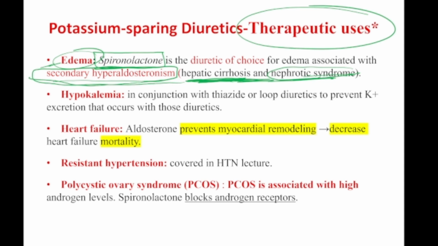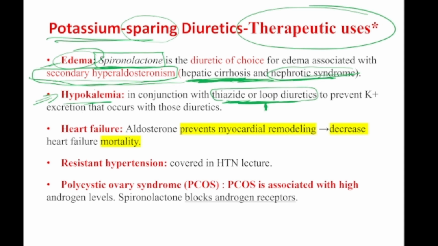Number one. Number two, hypokalemia. Because, from the name, this medication retains potassium, spares the potassium, keeps the potassium in the blood. If the patient suffers from hypokalemia, this is the drug of choice. If you put the patient on a thiazide or loop diuretic, and the patient comes to the clinic suffering from hypokalemia due to these medications, we can add this group of medication to prevent hypokalemia.